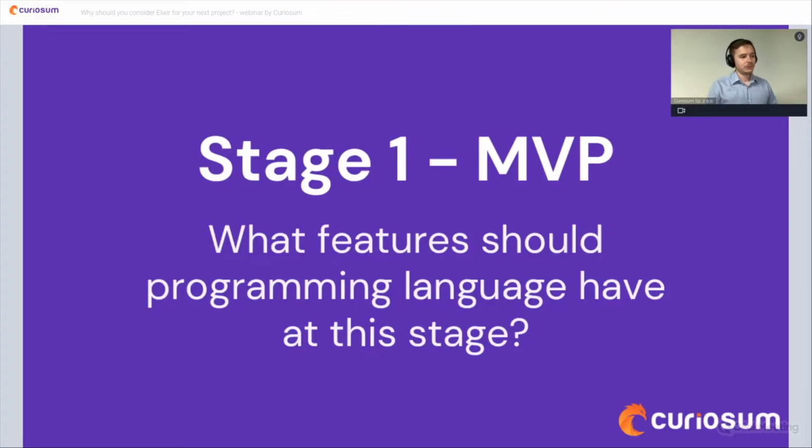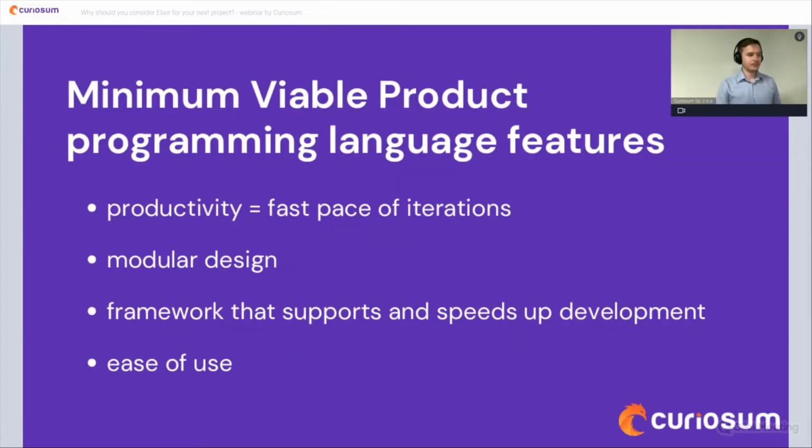So what kind of features are we looking for at the MVP stage when it comes to the programming language we choose for it? First of all, and this is, I would say, the most important thing, we are looking for productivity, because as I said, the iterations should be done as fast as possible. We want to iterate as fast as possible. So productivity is key here.